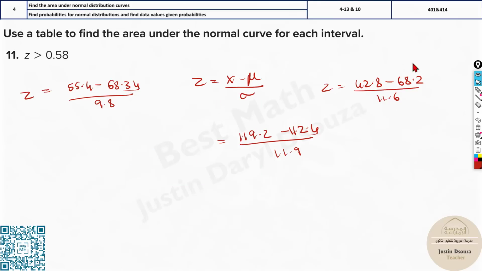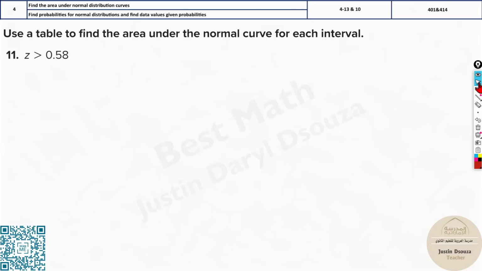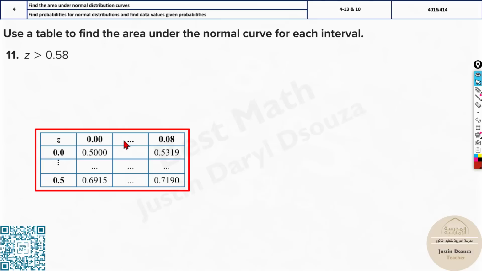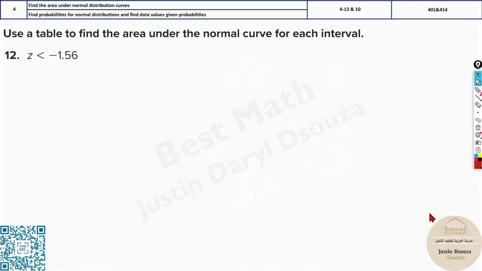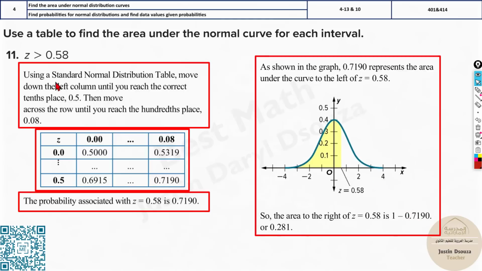Now here we have to use the table to find the area under the normal curve for each interval. See, for these problems, you need to have a table. This table must be given to you. It's like a book or a page or a sheet. If this is not given, it's not possible to find. I'm not sure how this question will be asked in your exam, because if they give you this, it's practically the answer. It's so easy. See over here, the z value is greater than 0.58, from this table, which must be given to you. Otherwise, you cannot. You don't memorize these values, they will be given.